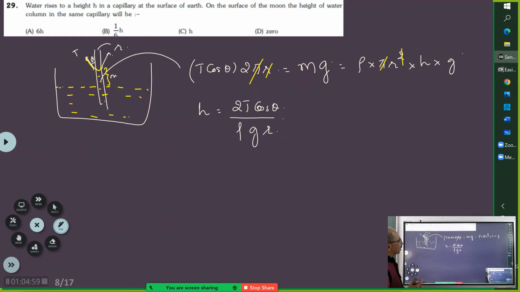Now what happens on the surface of Moon? So g will be g by 6, isn't it? And therefore the height will become 6h on the surface of Moon. So 6h is an option? Yes, 6h is an option. Clear? Yes, sir. So 29, the option is A. Correct. Okay friends, did you get it? Yes. So this is how you should learn to solve the problems.